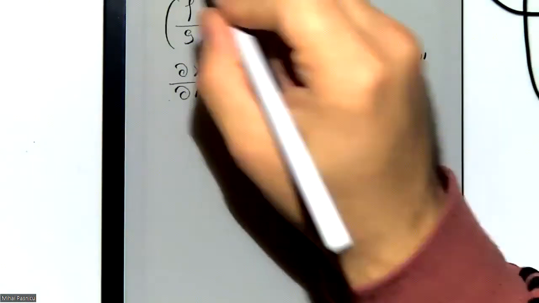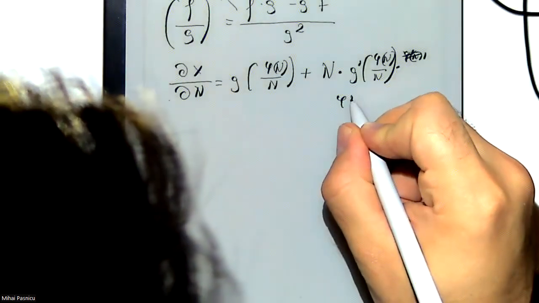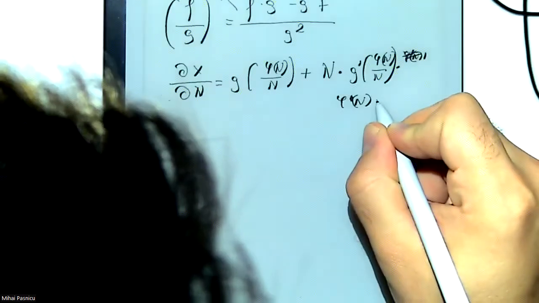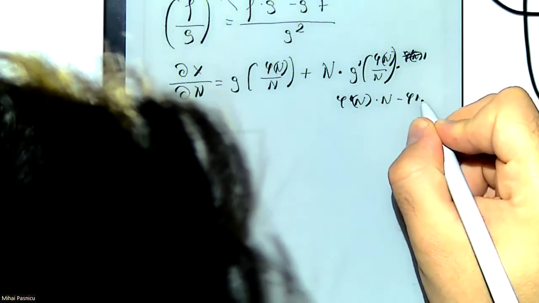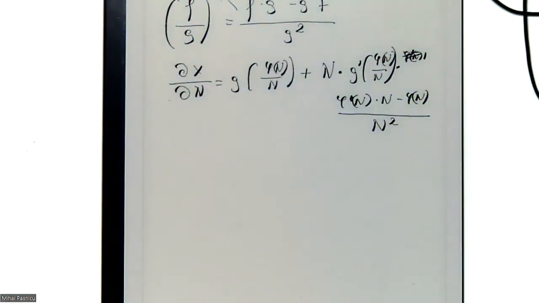Okay, let's not write it there. Times phi prime of n times n minus phi of n over n squared. And I'm done. Was that more or less easy to follow? Then let's do the second derivative, which I know everyone is excited to do.